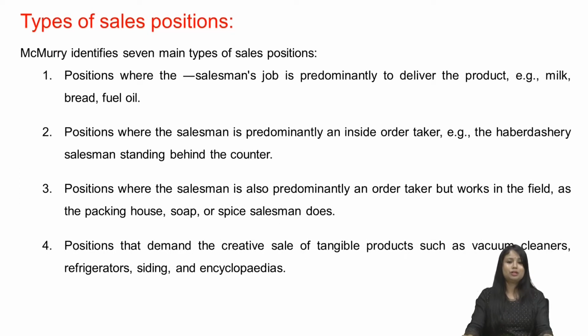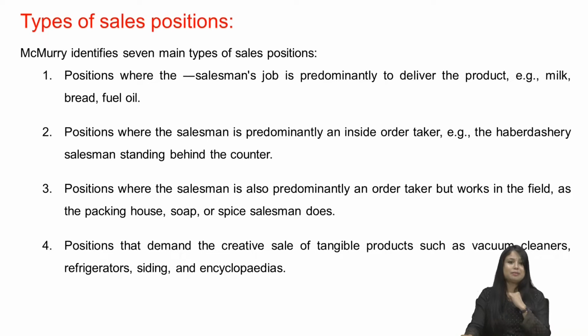Now we need to know types of sales positions. Now there are 7 main types of sales positions. The first position where the salesman's job is predominantly to deliver the product. Example, milk, bread, fuel, oil, right? Position where the salesman is predominantly an inside order taker. Example, the salesman standing behind the counter, right? In retail, what we see? In retail, we see salesman standing behind the counter.